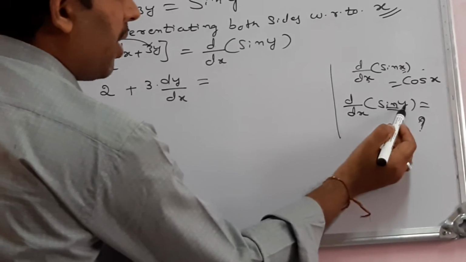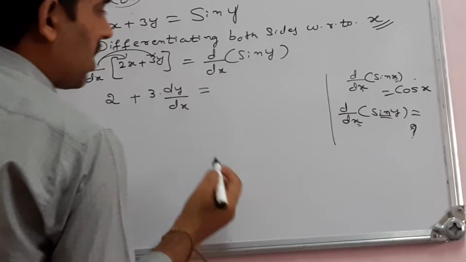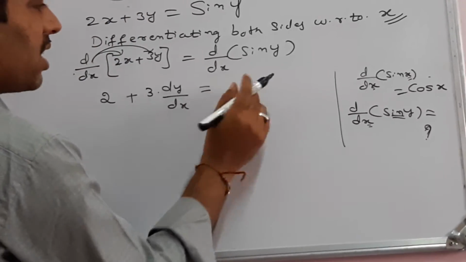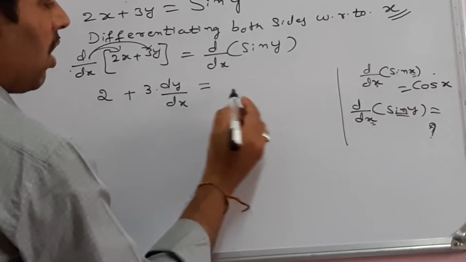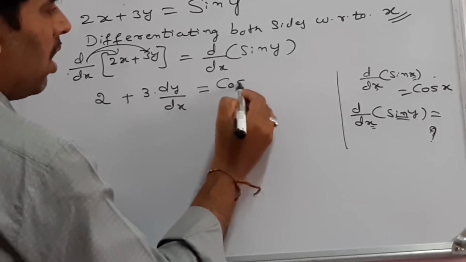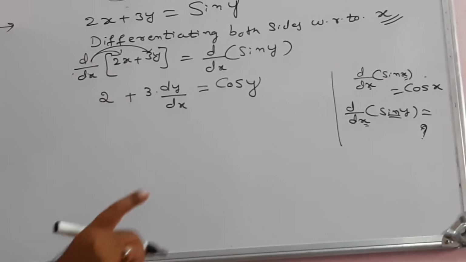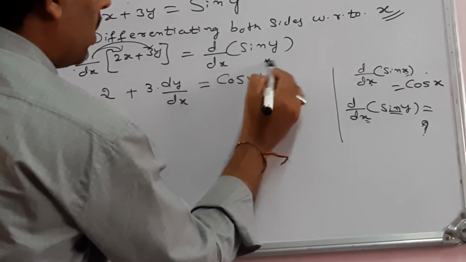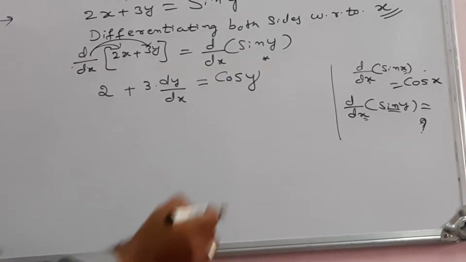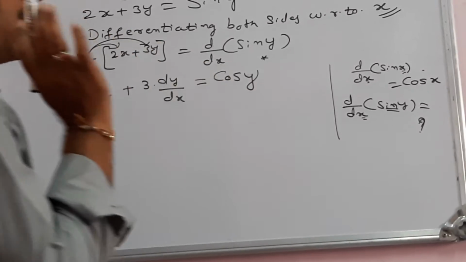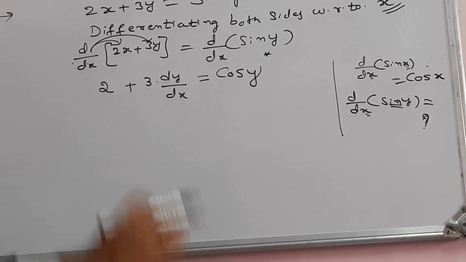What is the derivative of sin y? It is with respect to x. So derivative of sin x is cos x. Similarly, derivative of sin y is what? Cos y. A lot of students will make a mistake here. I will put a star mark here. Derivative of sin y, cos y, they will stop at this step. So this will be wrong.